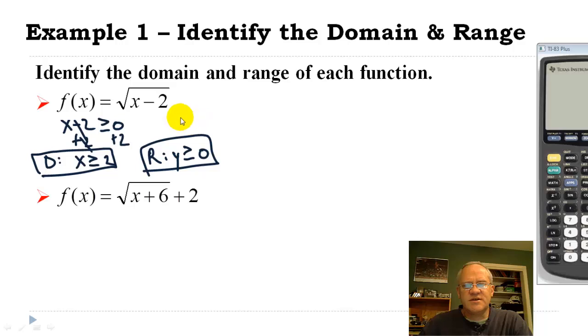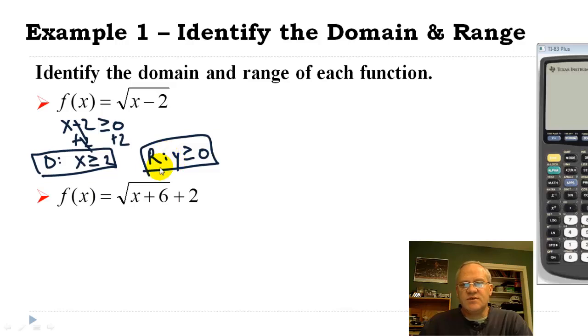On the next screen I talk about it, but basically, if there's a positive in front of the square root, this is going to be greater than. If there's a negative in front of the square root, it's going to be less than. And you'll see that in a minute. All right, one more, and then we'll look at the next one.